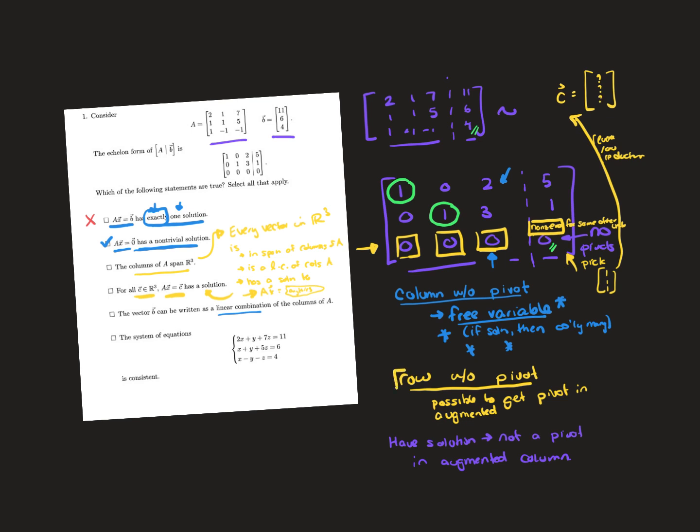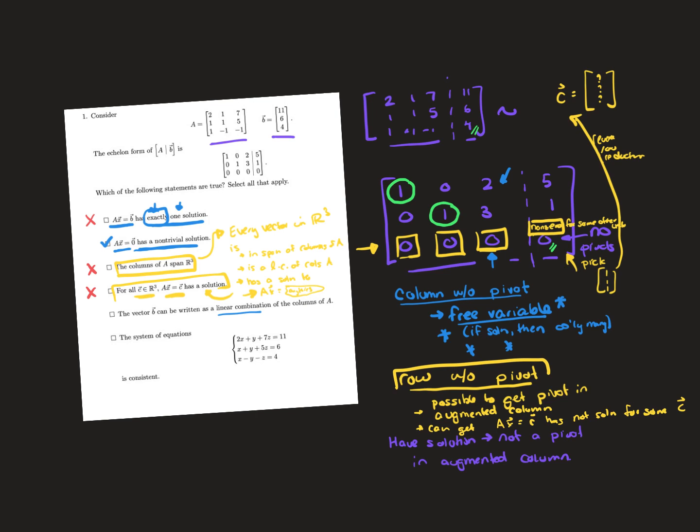Okay, so if I have this row without a pivot, it's possible to get a pivot in that augmented column, let me just finish writing this. So I can get Ax equals b has no solution for specific b's. So maybe I'll call it a c so it's not confused with the b that I was already given, for some vector c. And therefore I don't get that for every vector I have a solution, and that means that the columns of A do not span R3. So neither of those are going to be true.